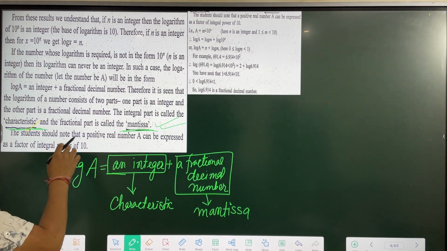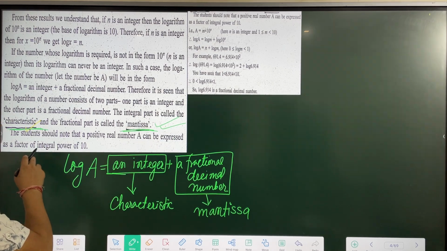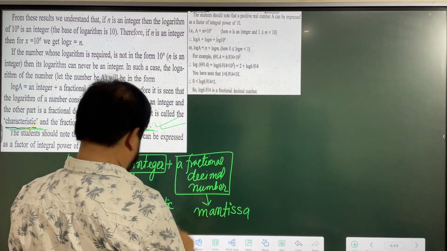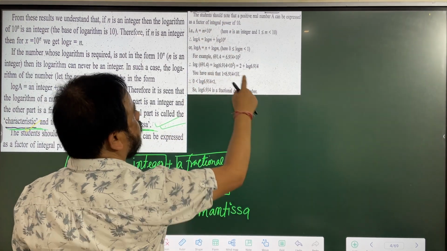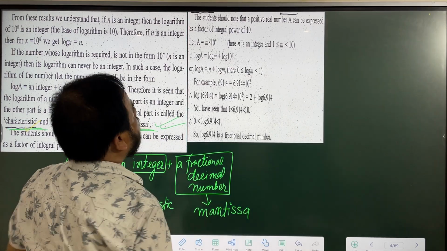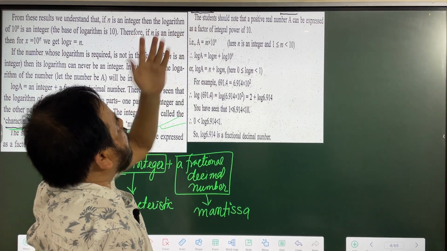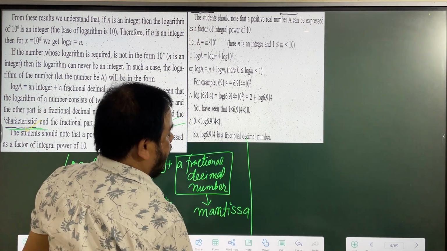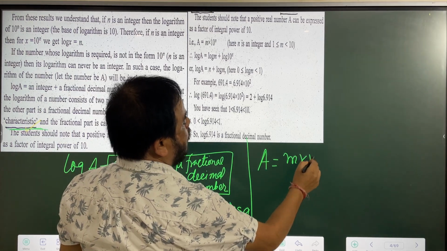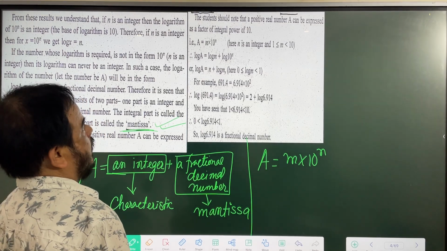The students should note that a positive real number a can be expressed as a factor times an integral power of 10. So a is equal to m into 10 to the power n. What is written here? a is equal to m into 10 to the power n. Always you will get this type of number.